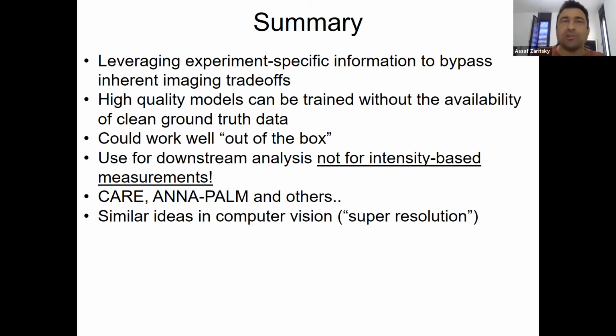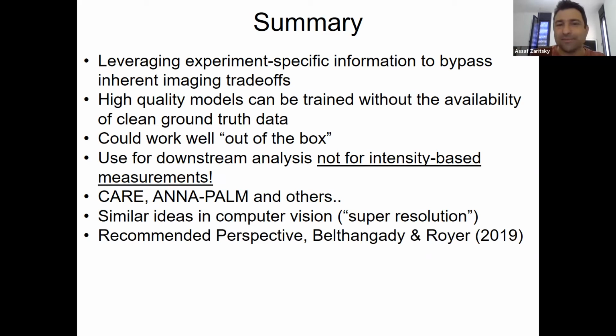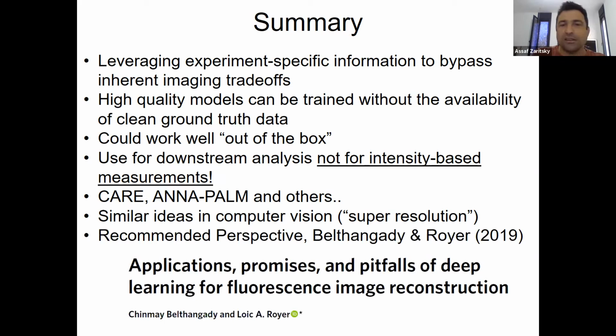We've seen similar ideas with computer vision. It took time to come from computer vision to cell biology. There are other opportunities, like I have some ideas what would be the next thing that will come from computer science, data science to cell biology. I really recommend you to read the perspective that I cited from 2019. I think it's written really nicely to learn about the topic. So this is the paper, Application, Promise and Pitfall of Deep Learning for Fluorescent Image Reconstruction.